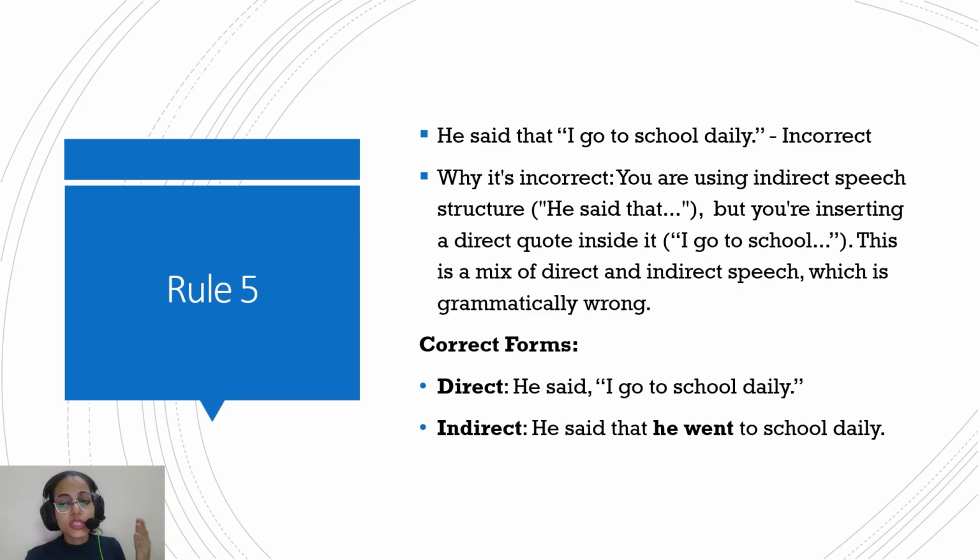So if a statement says he said that quote unquote I go to school daily, it is incorrect. Why? Because you're using indirect speech structure. He said that and then quote unquote following, so you're inserting a direct quote inside it. So you're mixing sort of direct and indirect speech. So he said I go to school daily, and in the indirect form it will become he said that he went to school daily. Why went? Because the reported verb is said. So I go to school will become he went to school.